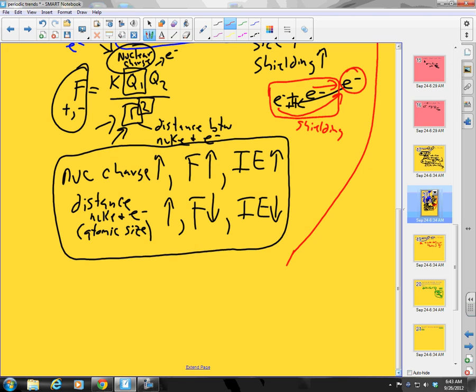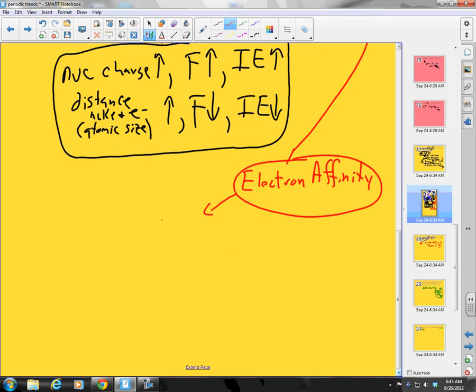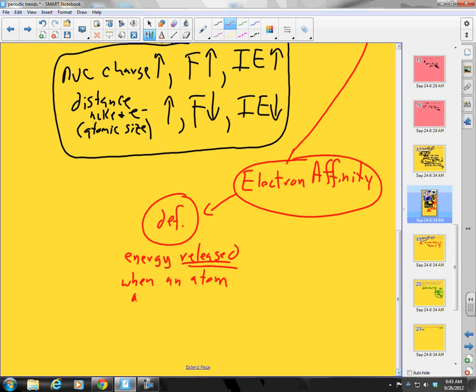Electron affinity. Where do we need to start? We need to start with a definition, don't we? Sure do. We always need those definitions to help us understand what we're dealing with. So what's my definition of an electron affinity? Okay, here we go. It is the energy released when an atom gains an electron.